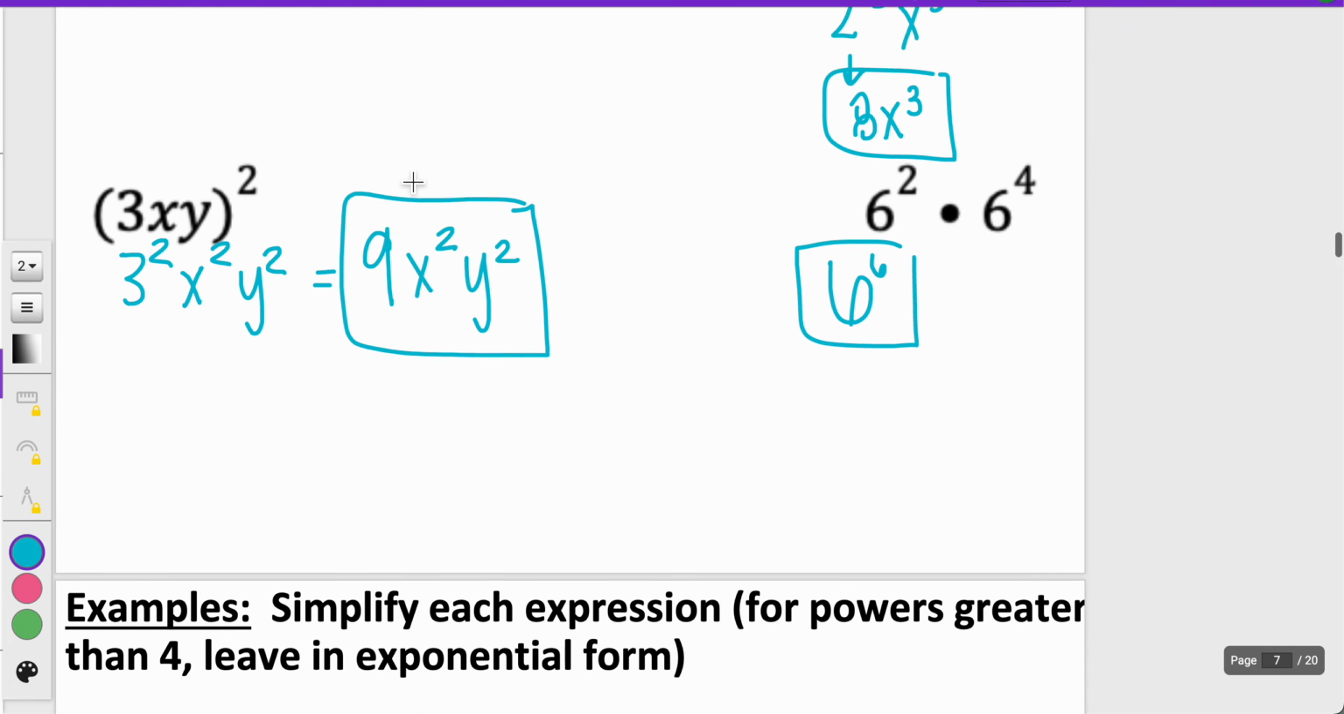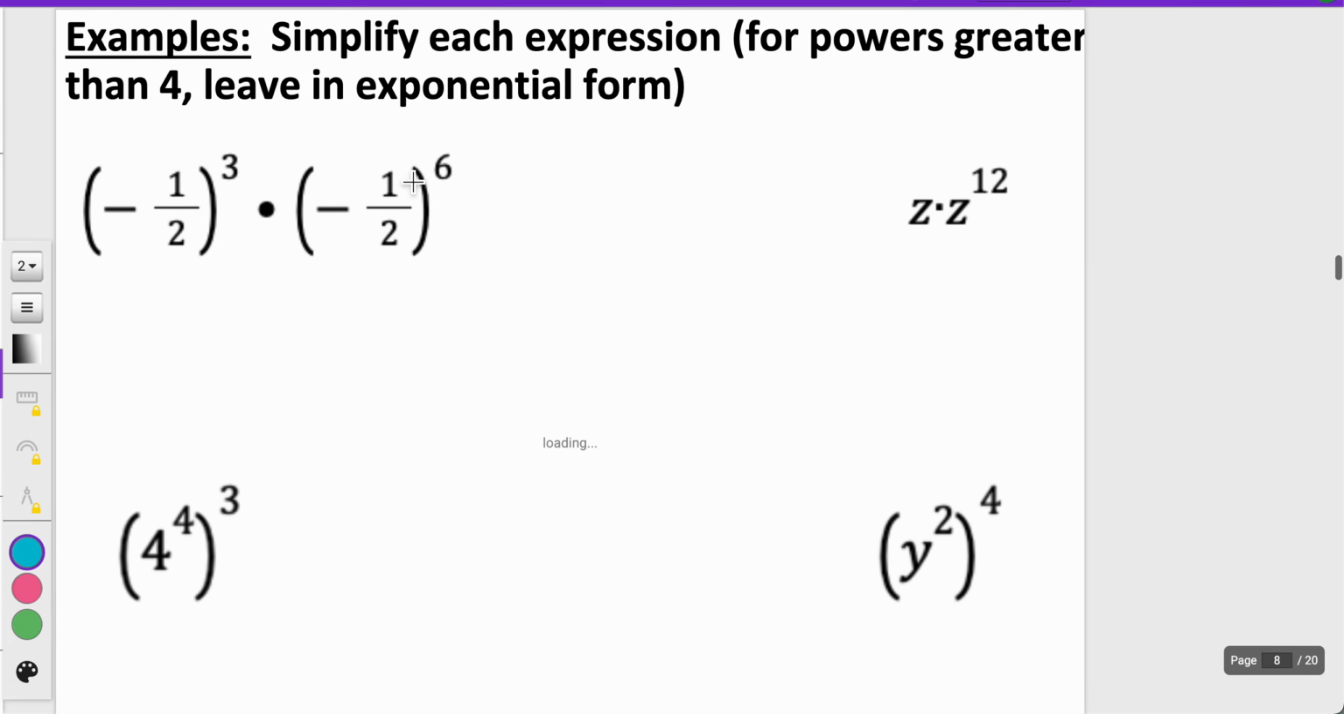How'd you do? Here are some more examples. Again, for powers greater than 4, leave it in exponential form. Go ahead and take time now to pause it on your own. When you're done, click play to check your work.